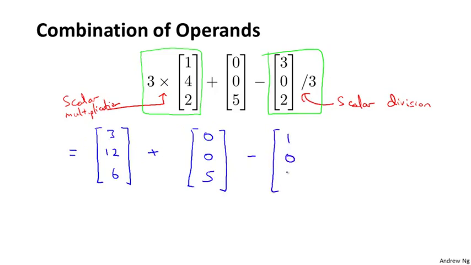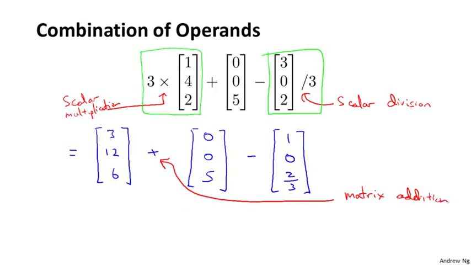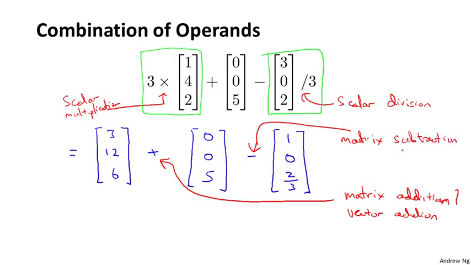1, 0, 2/3. And again, just to make sure we understand what's going on here, this plus symbol is matrix addition. Or really, since these are vectors, and remember vectors are special cases of matrices, we can also call this vector addition. And this minus sign here is again matrix subtraction. But because this is an n by 1, really a 3 by 1 matrix, this is actually a vector. So we can also call this vector subtraction as well.